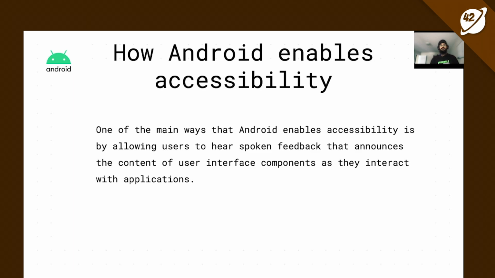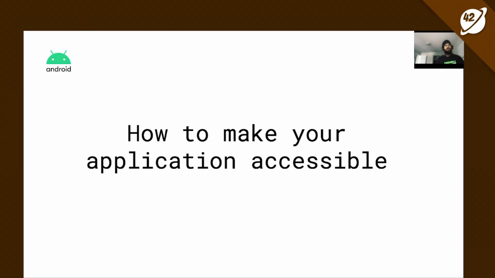One of the main ways Android enables accessibility is by allowing users to hear spoken feedback. For example, if you open any application, whatever content is on the screen, with the help of tools like TalkBack, speech recognition, or screen readers, Android will speak for you whatever content is currently visible on the screen. There are other ways, but that is the major way, the spoken feedback, and it is mostly used so far, as far as I have seen. I have also tested with those tools, and they worked pretty well.